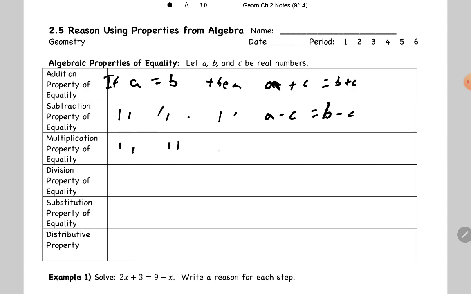So if A equals B, then A times C. So you can multiply both sides by the same number. You can divide both sides. So if A equals B and C is not equal to 0, then you can divide both sides by that number.